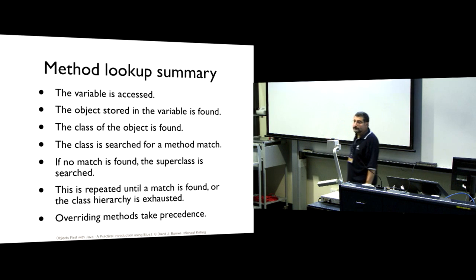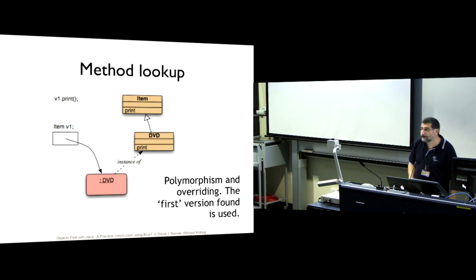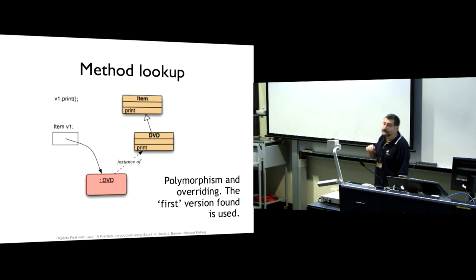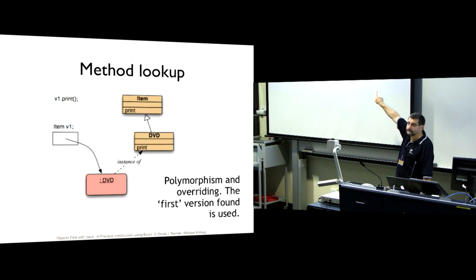You start with the variable, yep. So it wouldn't print the item at all? In this case, no, it never will. It'll take the first one that it comes across, because it's starting from the leaf nodes of the tree up. What if you want to print both? There's a way of doing it, which we'll look at in a minute, but you've got to do it explicitly.